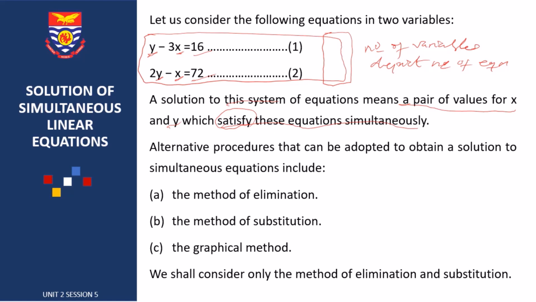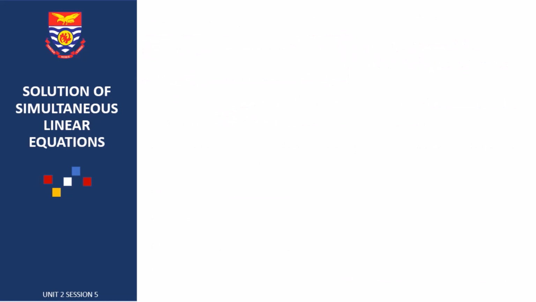Now, alternative procedures can be adopted to obtain the solution to simultaneous equations. These procedures, as I said, are the method of elimination, the method of substitution, and the graphical method. But here we only want to consider the method of elimination and substitution. Let's get started. We can actually find values of x and y in a pair of simultaneous equations like the one we gave. First, we can find an equivalent system.